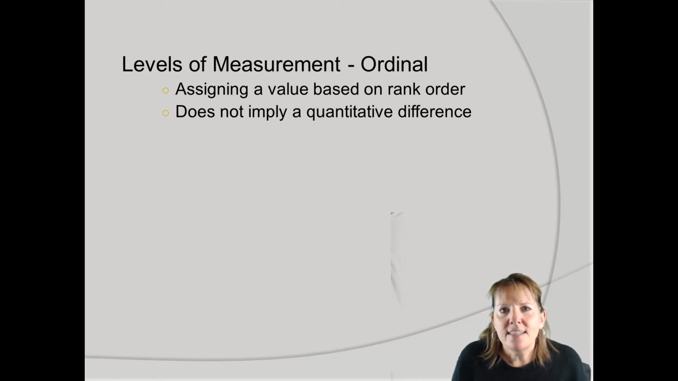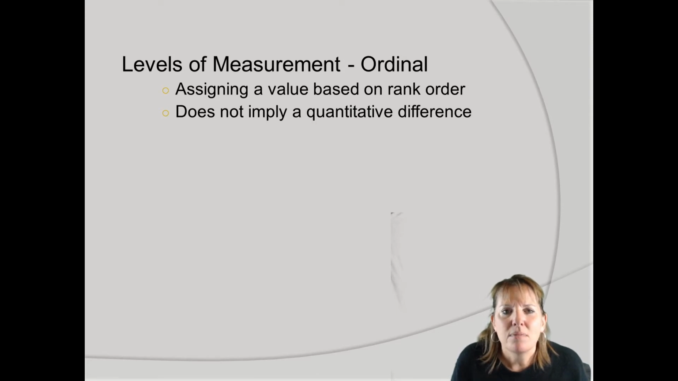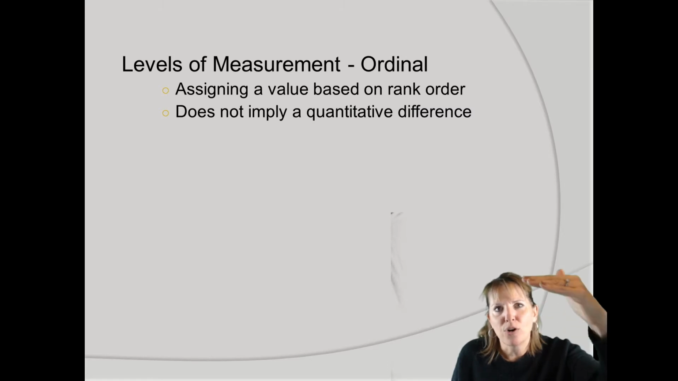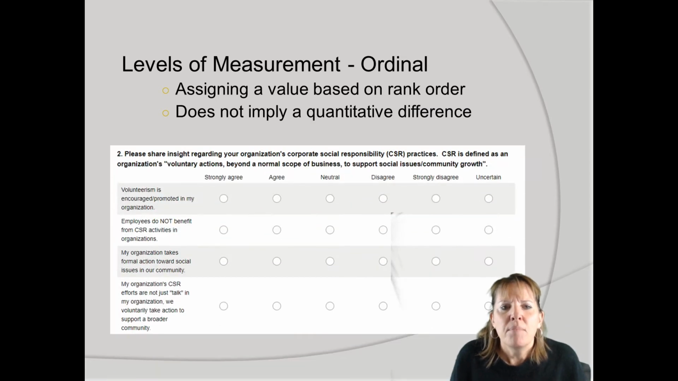Ordinal data assigns a value based on a rank order, kind of implying that this comes, then this comes, then this comes. But it doesn't necessarily formalize a quantitative difference. It doesn't mean that because it orders in this order, the distance between each of those is equal. So in that way, ordinal data may end up something like what we call the official Likert scale.